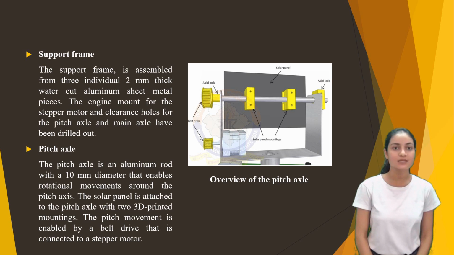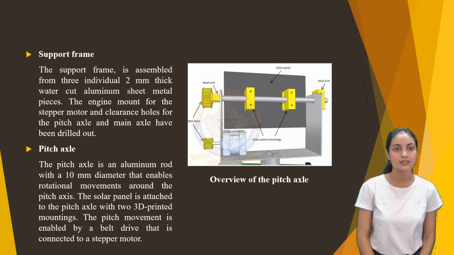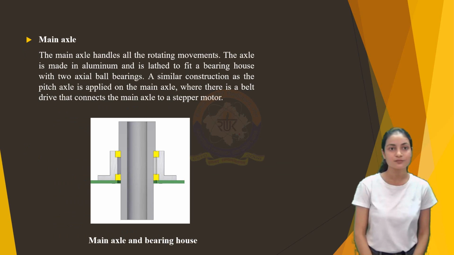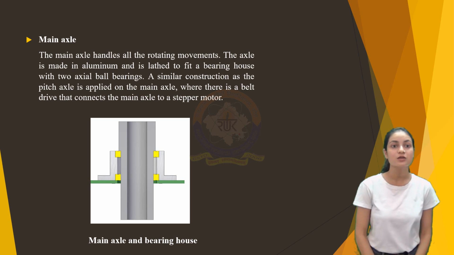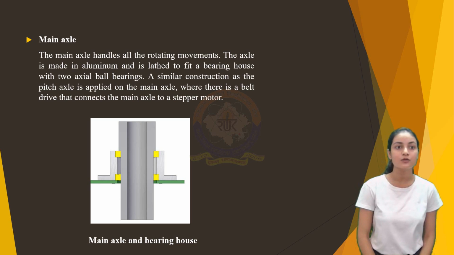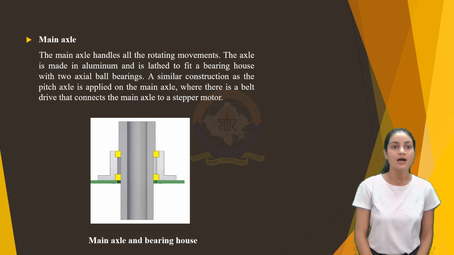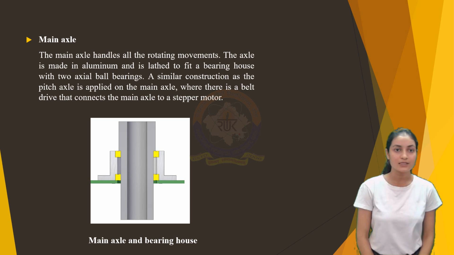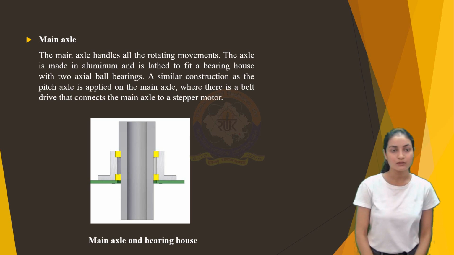The pitch movement is enabled by a belt drive that is connected to a stepper motor. Next part is main axle. The main axle handles all the rotating movements. The axle is made of aluminium and is rated to fit a bearing house with 2 axial ball bearings. A similar construction as the pitch axle is applied on the main axle, where there is a belt drive that connects the main axle to the stepper motor.